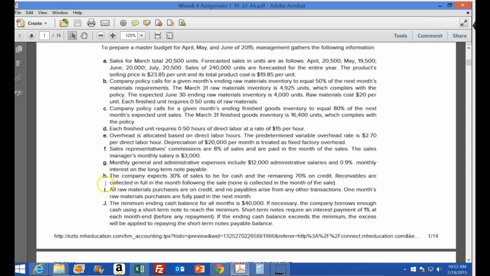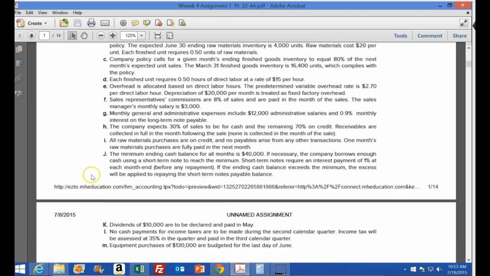The company expects 30% of sales to be for cash and the remaining 70% on credit. Receivables are collected in full in the month following the sale. And then I, all raw materials purchases are on credit. No payables arise from any other transaction. One month's raw materials are fully paid in the next month. And J, the minimum ending cash balance for all months is $14,000.